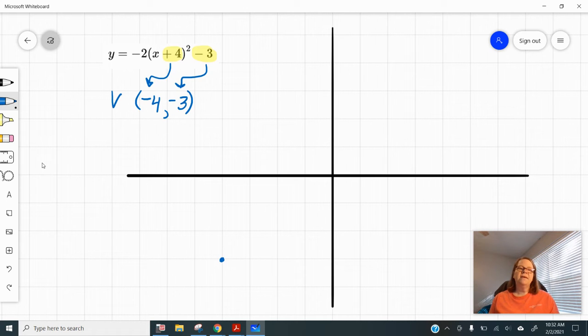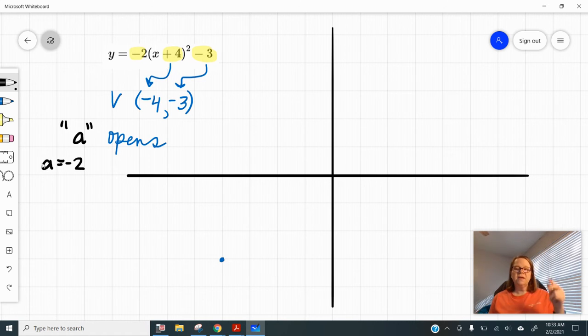And then you have to think about whether it opens up or down. And that is still based on the A value here. And so A tells us that it opens up or down. Well, A is -2. And so I think as you would expect, that negative flips it over. It means that it opens downward. So I know generally that it's going to be something like this.